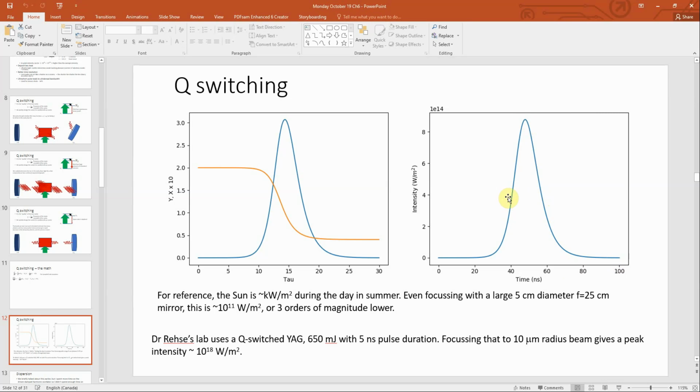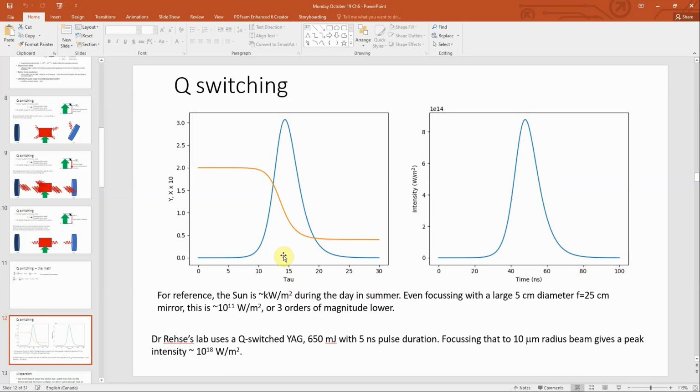You'll notice this looks symmetric about zero, but it's not quite symmetric. This decays a little slower than it rises. That's because this is the exponential increase from the gain, and this is the decay caused by the stimulated emission.